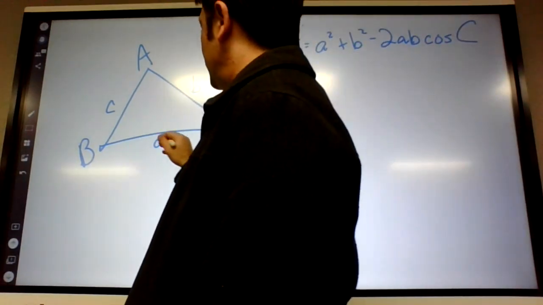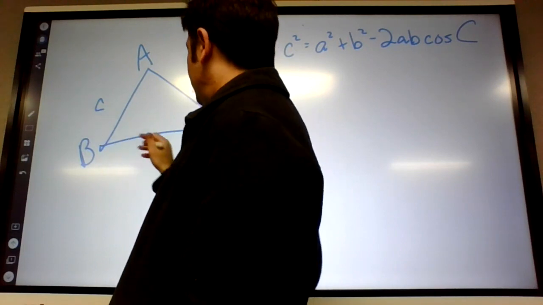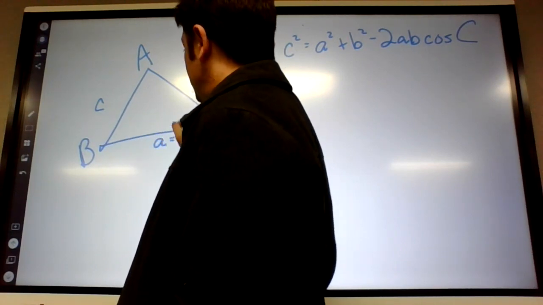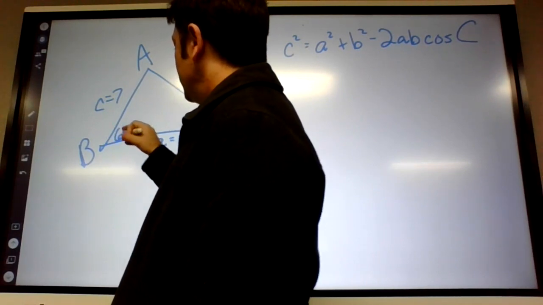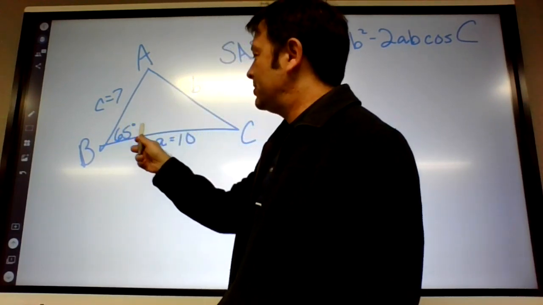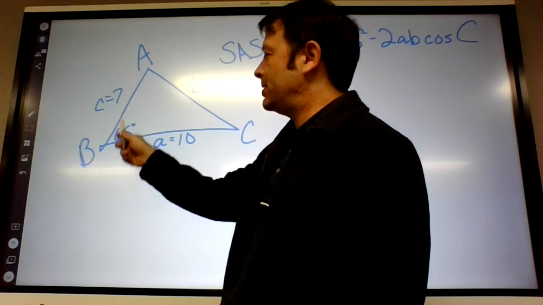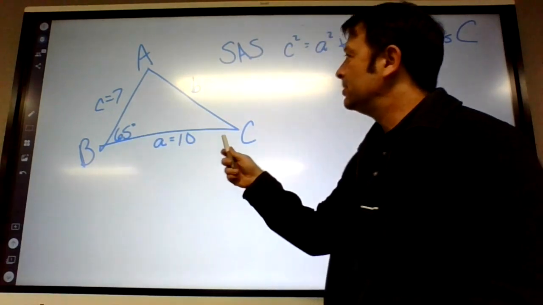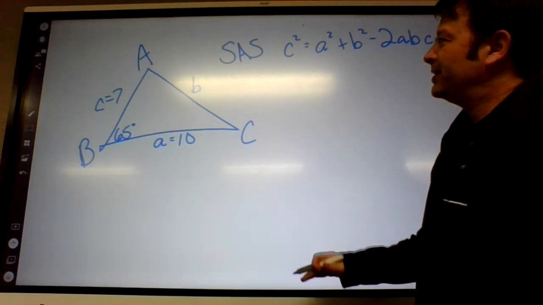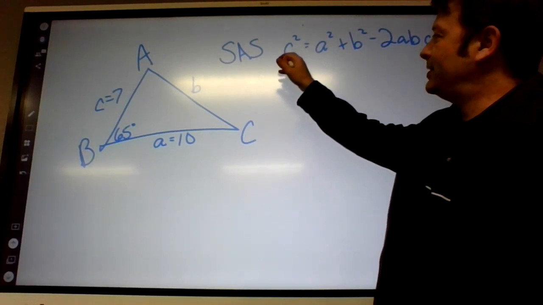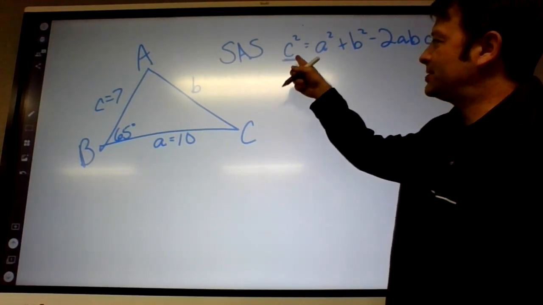So what I mean by side angle side is like if this is like 10 and this one's 7 and this is like 65 degrees. Okay, we know a side and the angle between, side angle side. Okay. This can help us find a missing side.